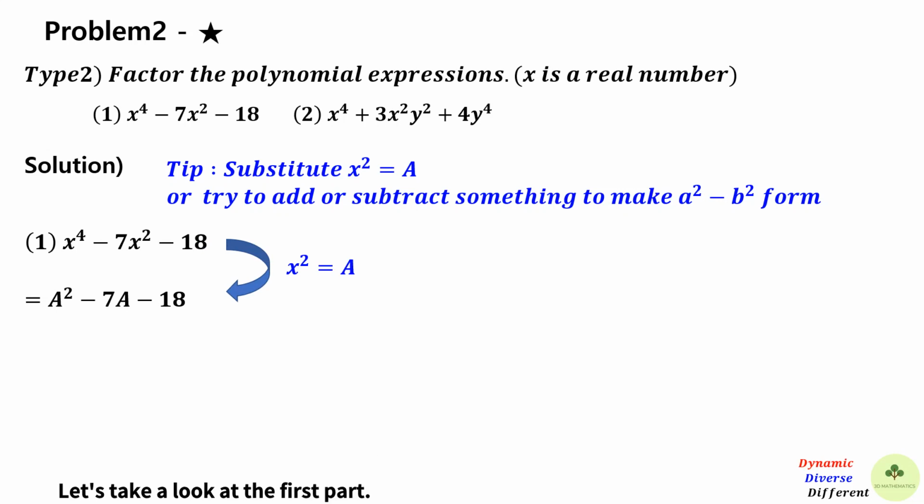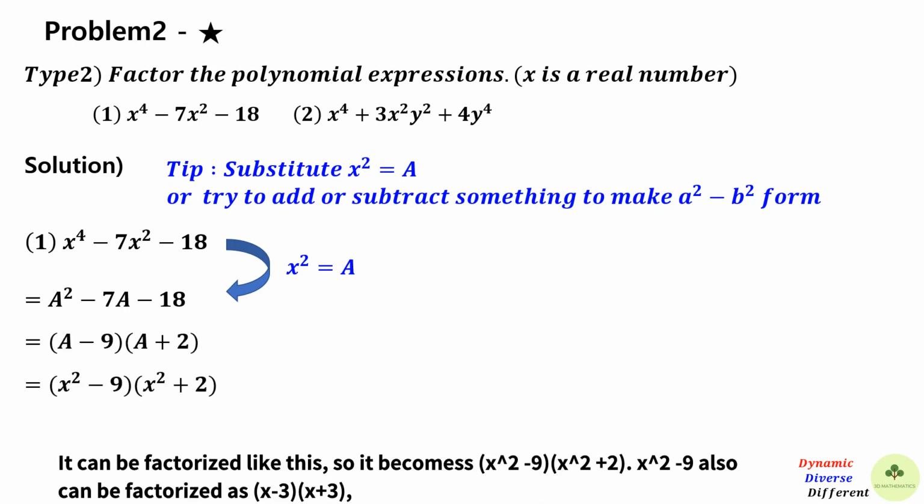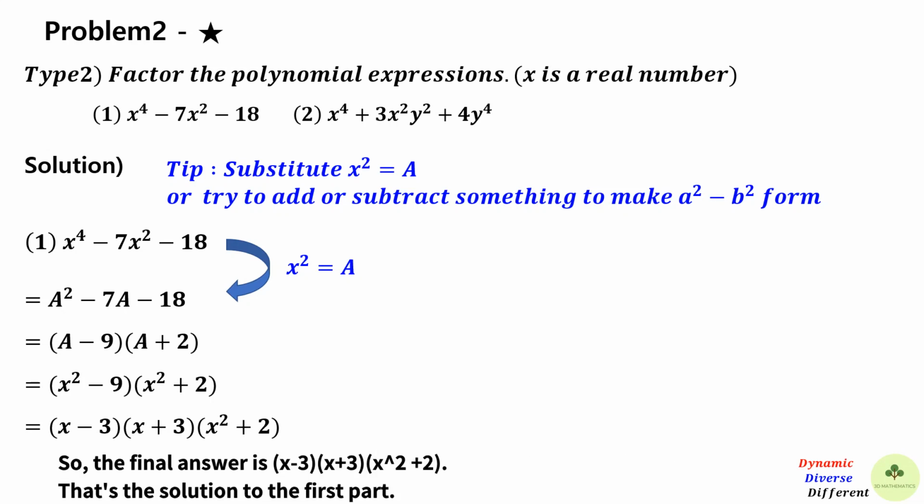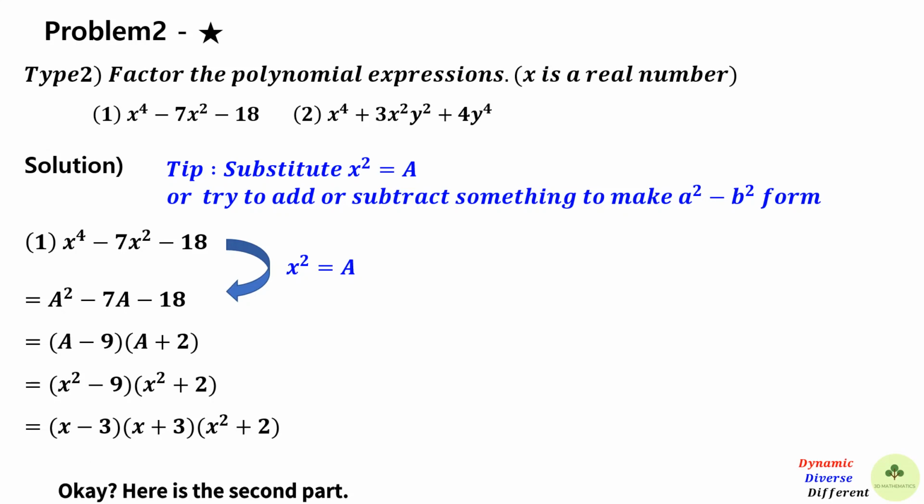Let's take a look at the first part. If we substitute x squared as a, the polynomial becomes a squared minus 7a minus 18. It can be factorized like this. So it becomes (x squared minus 9) times (x squared plus 2). x squared minus 9 also can be factorized as (x minus 3) times (x plus 3). So the final answer is (x minus 3) times (x plus 3) times (x squared plus 2). That's the solution to the first part. Okay?